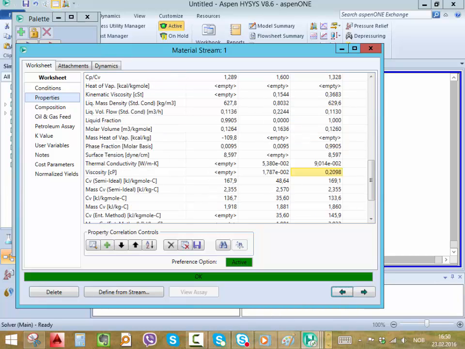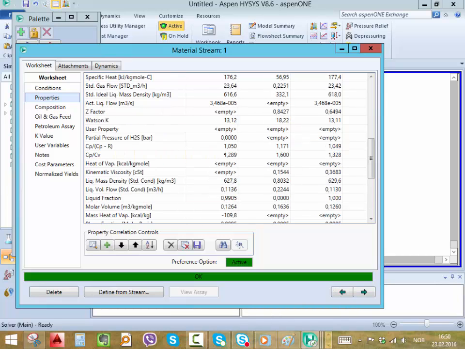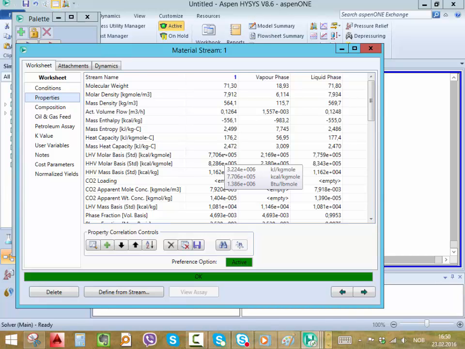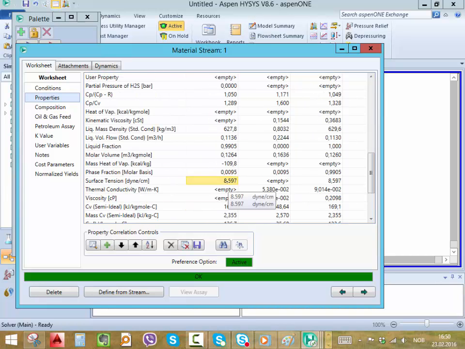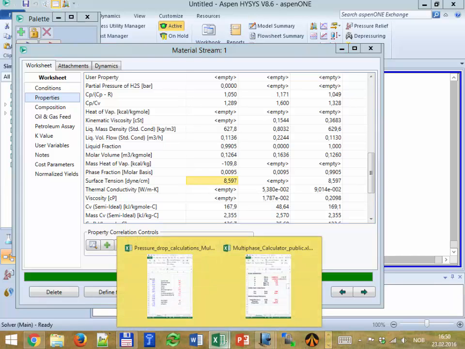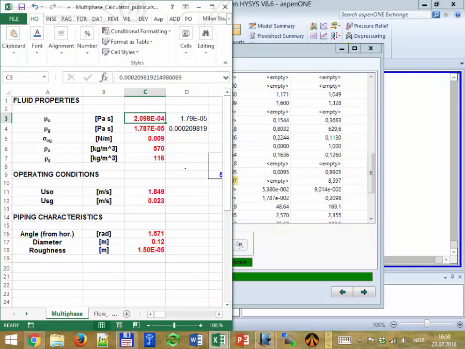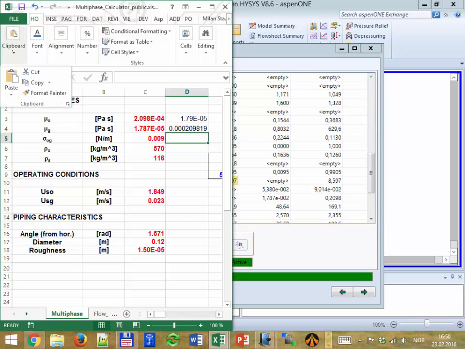Surface tension here, okay? And it's just one value because I have just two phases. Okay, you have oil and gas. So that's in dyne per centimeter. And I hope that's the same units that I'm using here. Okay. How do I change from dyne per centimeter to newton per meter? You have to find these old books of physics that you forgot like 5 years ago. Multiply by 0.001. Okay, divided by 1,000.